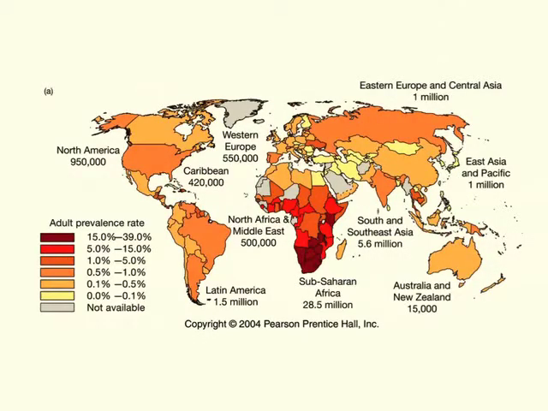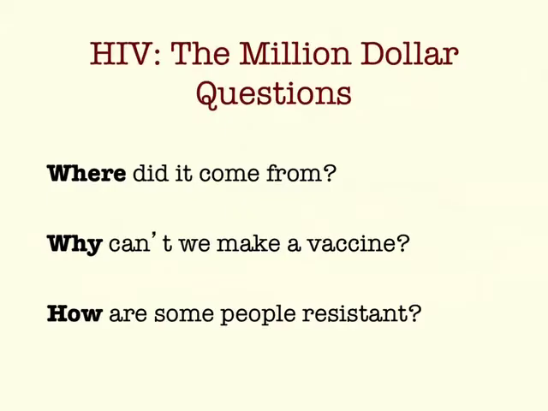If you look around the world, here the darker the red is, the higher the rates of infection. And you can see in sub-Saharan Africa, it's a huge problem, and it's a problem doubled and tripled over because it's common there, and there's also less easy access to the medication as well. So this is an important virus. It's a big problem globally and locally as well.